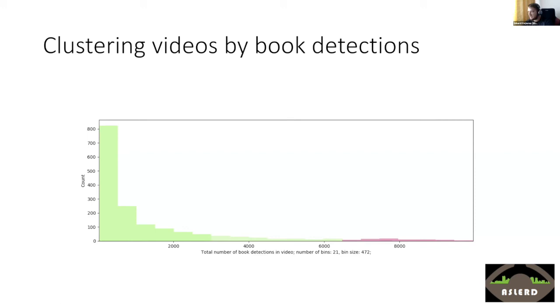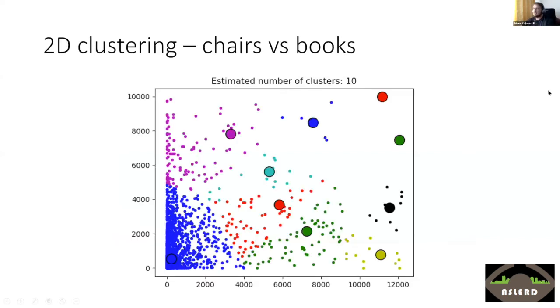There were many school commercials in these videos. And more than 7,000, we have a single person presenting school equipment where a book is visible on the screen throughout the whole video. So we have very, very many detections of the books. Then we did some clustering regarding how chairs and books go together, and we see that there are 10 clusters detected. This requires further exploration.